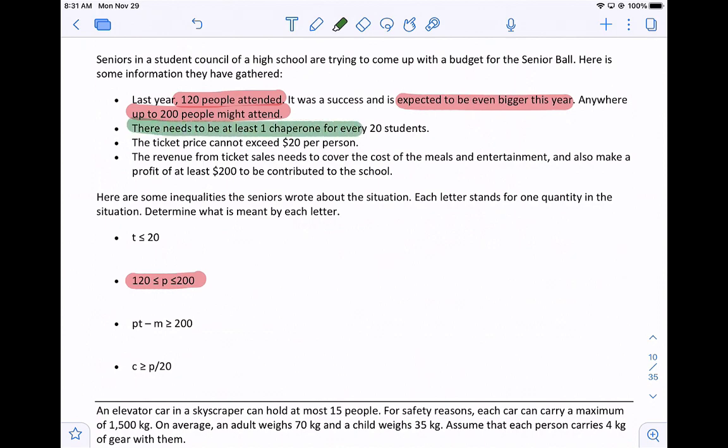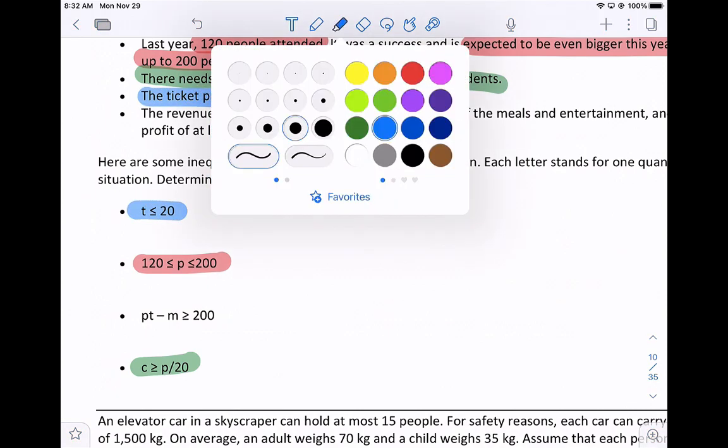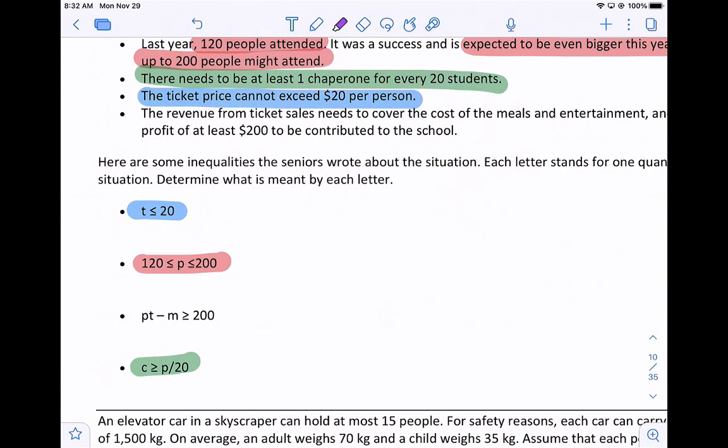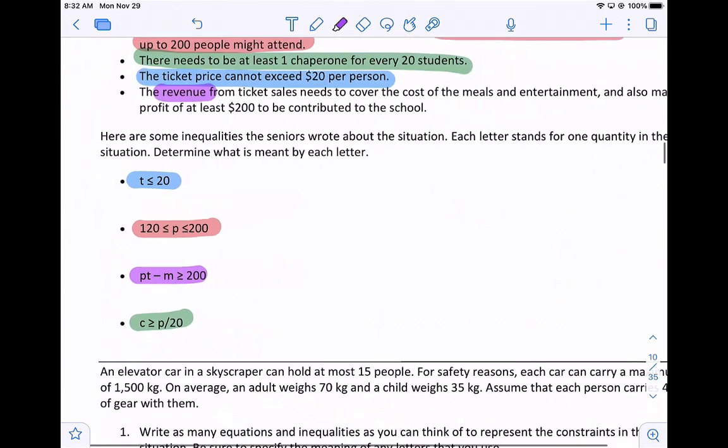There needs to be at least one chaperone for every 20 students. Okay, so that would be this one right here. The chaperone has to be greater than the number of students divided by 20. Okay, the next one, the ticket price cannot exceed $20 per person. That would match that one right there. And then the revenue, so by process of elimination, revenue needs to cover the cost of the meals and entertainment and also make a profit of at least, there's that $200.